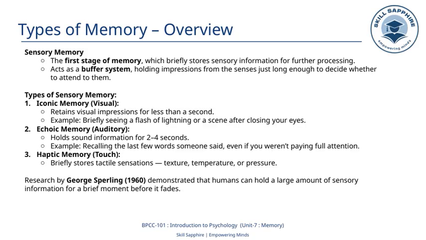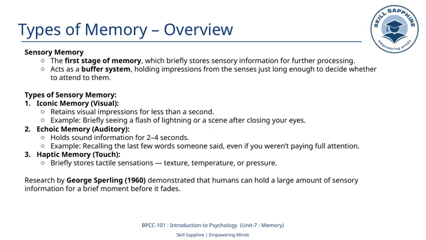Now, there are different types of sensory memory, each tied to a specific sense. The first is iconic memory, which relates to visual information. This type of memory retains what we see for less than a second, so it's very fleeting. For example, if you see a flash of lightning or a quick scene and then close your eyes, you might still briefly see that image in your mind.